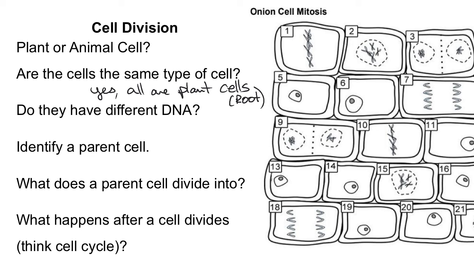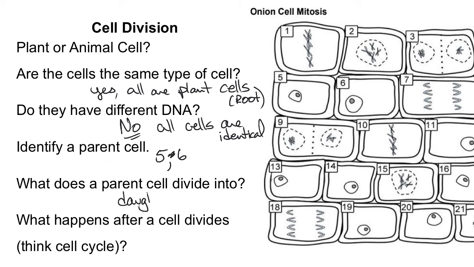Do they have different DNA? No. All cells are identical in their genetic code. Now, where's a parent cell? Well, a parent cell is something like 5 or 6, right? Because that's a cell that is not currently dividing, but it could in the future. What does a parent cell divide into? Those are referred to as daughter cells.